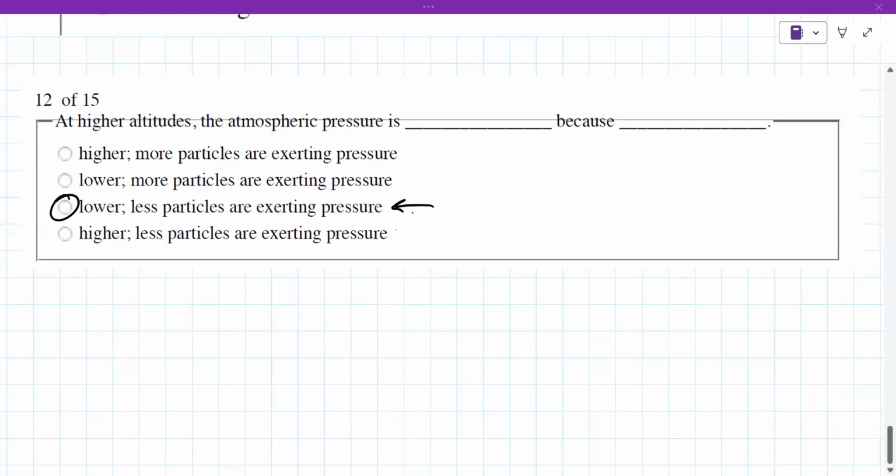Decreases as you go higher, and there's less. Okay, yeah, I think that does it for that. I don't see any reason to make a change. All right, 13 is another one of these pressure volume calculations.